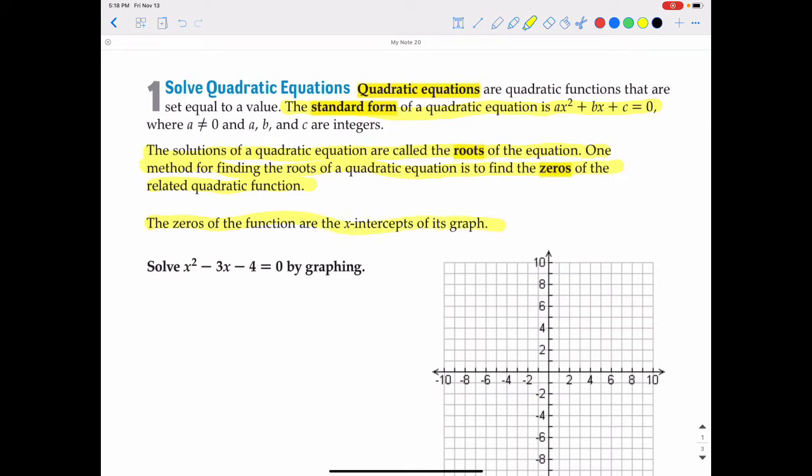So previously we talked about how roots, zeros, and x-intercepts all really mean the same thing. When you set any equation, not just quadratic, but any equation equal to 0, you're finding its roots, you're finding its zeros, and by setting an equation equal to 0, you're also finding the x-intercepts. So this section is about how to solve a quadratic equation by graphing. And if we're solving a quadratic equation by graphing, that means we're going to be looking for the x-intercepts of the graph. Where the x-intercepts are is going to be the solution to the equation.